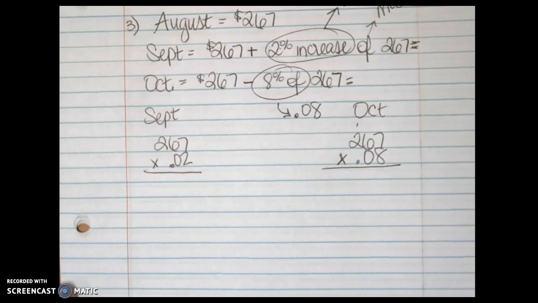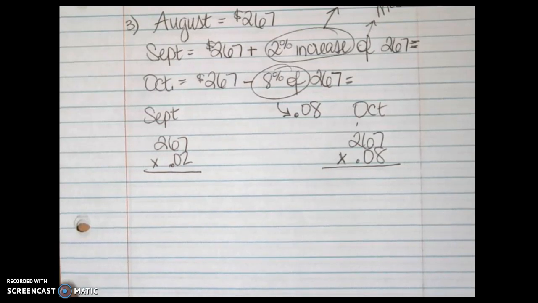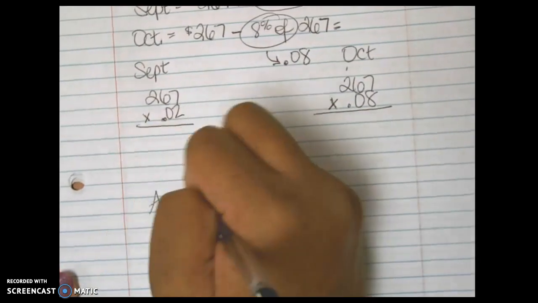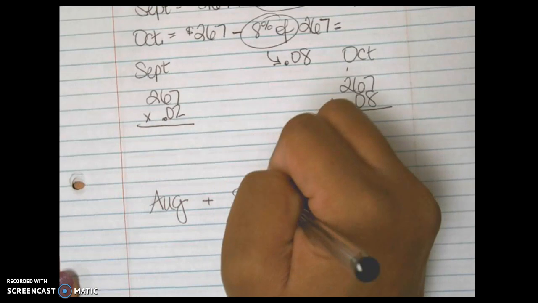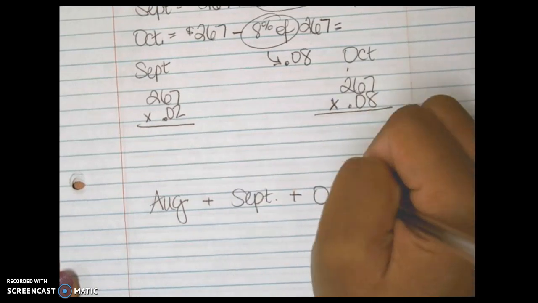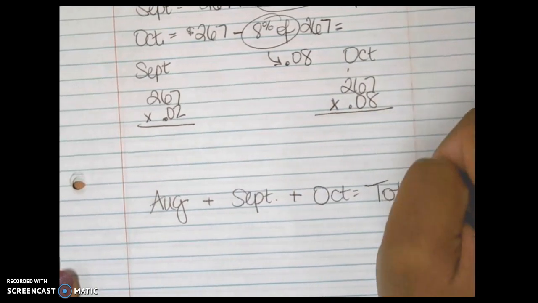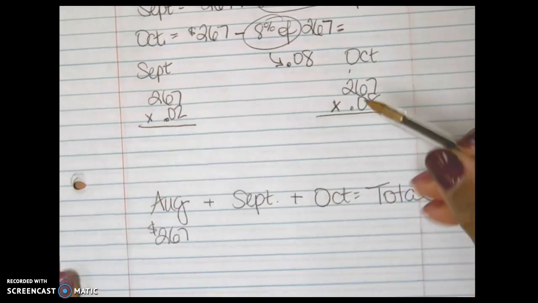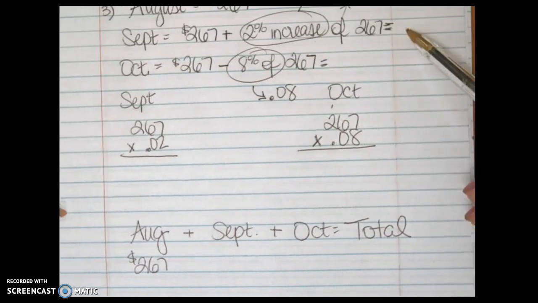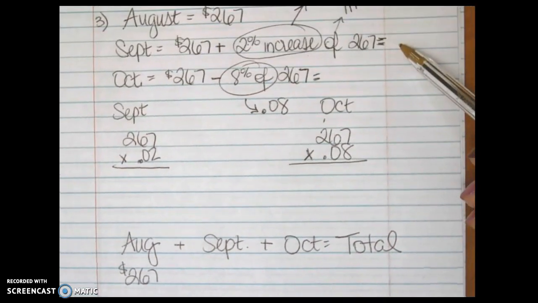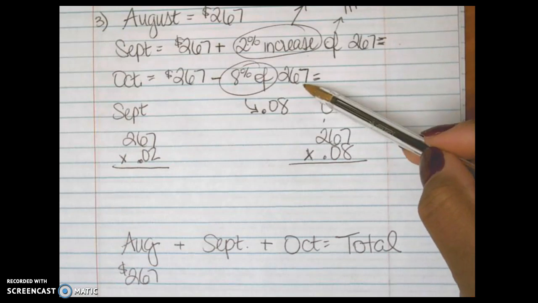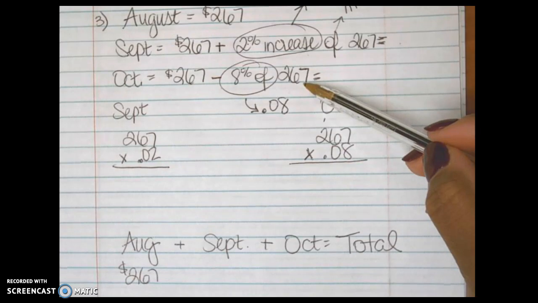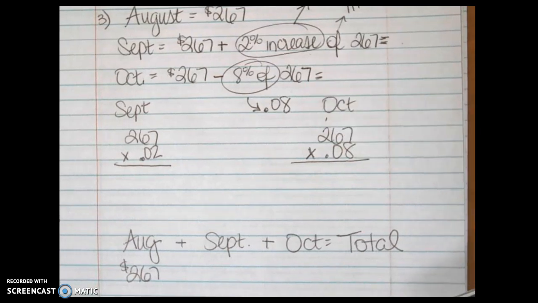And then at the end it says, how much did Tan spend on electricity over the 3-month period? At the end, you need to add August, you need to add September, you need to add October. That is your total and your answer. I already know what August is. It's 267. And if this is an increase, then that means this answer needs to be higher than 267. And if this is a decrease, that means my answer needs to be lower than 267. Okay?